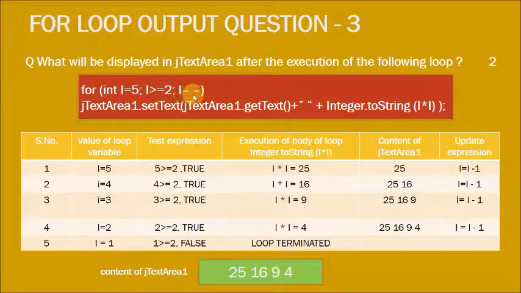Again, it will go to the update expression, that is i = i - 1, so now the value of i will become 1. Now as 1 is not greater than or equal to 2, the expression is false, and as the expression becomes false, the loop will terminate. So lastly, the content of jTextArea1 is 25, 16, 9 and 4. This will be displayed in jTextArea1.